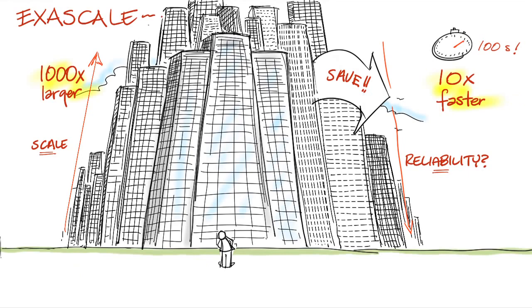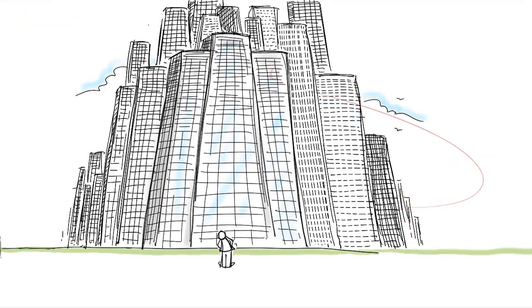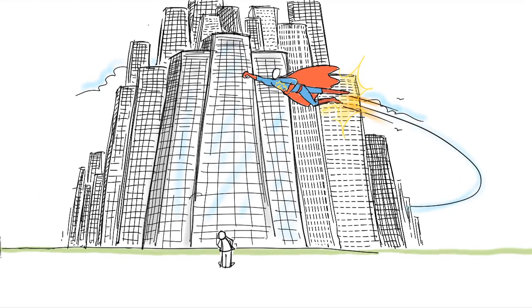How big is this? Think of a system that can handle 100 terabyte per second bursts, or a 30 petabyte burst in 5 minutes every 1 hour, and be able to store 900 petabytes of checkpoint space. And that's where Flash comes to the rescue. Flash technologies make it possible to extend HPC architectures in many creative and innovative ways to deliver high performance in a manageable, automatable, and sustainable way.